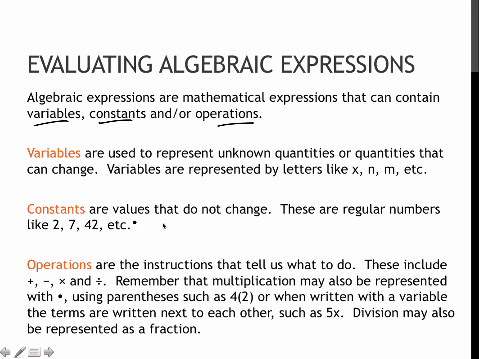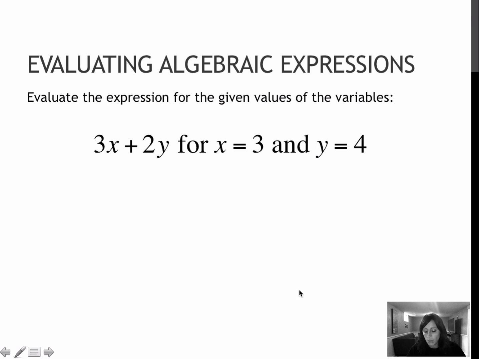A constant is a regular number, what we're used to, so 2, 7, 42, 93, etc. Operations are the instructions that tell us what to do, so add, subtract, multiply, divide. Remember the different ways that we might see multiplication or division written as well. So let's take a look.